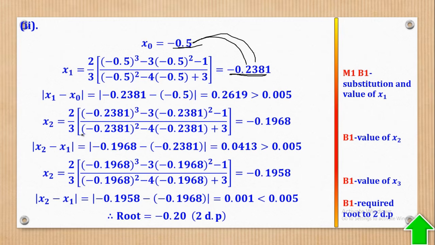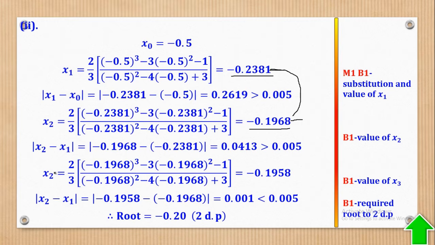Then you go on to the second iteration. Then after getting the second iteration, you compare now this with this, the successive ones. When I round off this, it is negative 0.24, and this one will be negative 0.20. So they are still not the same, meaning you have to proceed.